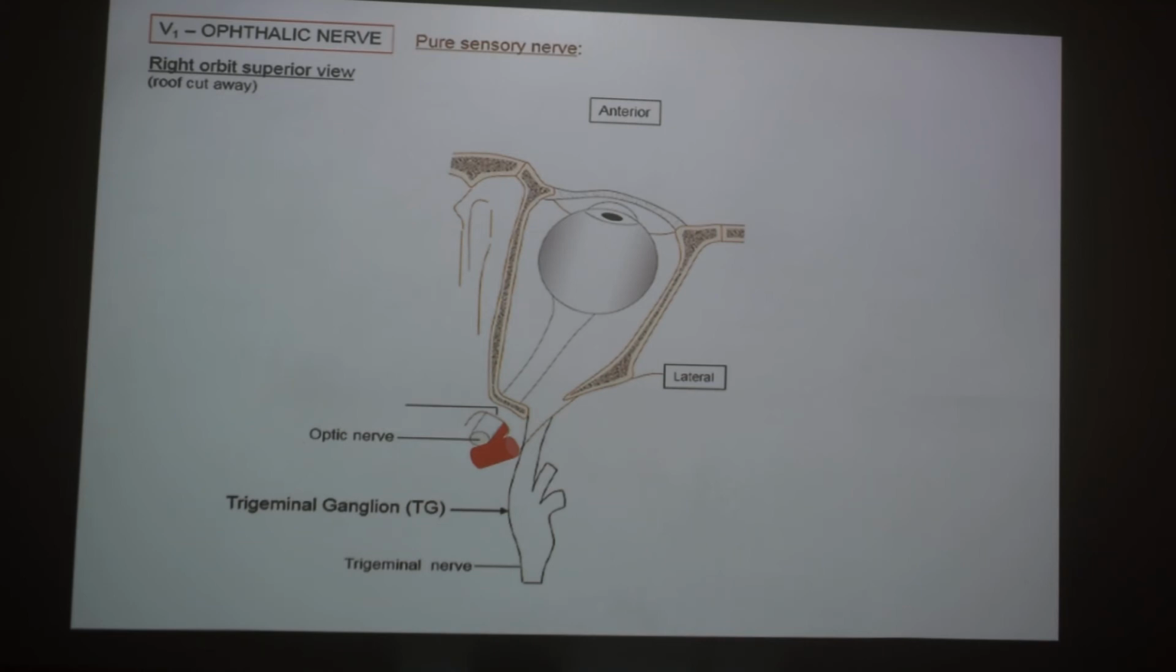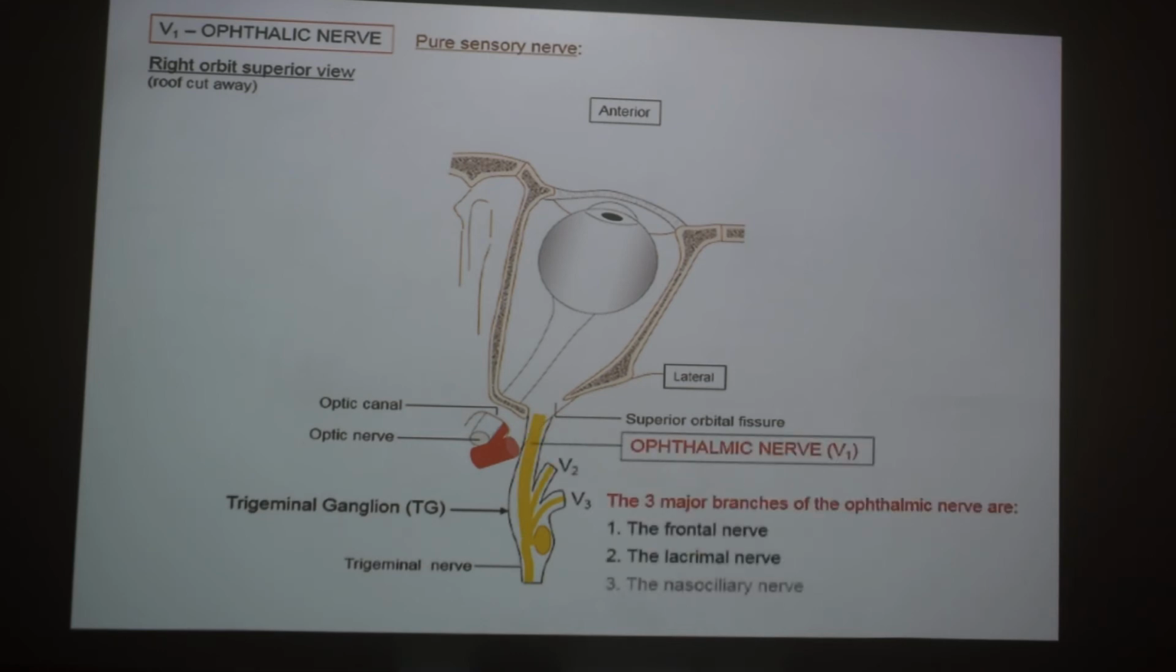So this is the ophthalmic division of trigeminal. It's entering into the superior orbital fissure. It gives the first branch, which is called the frontal nerve. This frontal nerve runs just below the roof of the orbit. So it is lying between the roof of the orbit and the levator palpebrae superioris muscle, reaches the superior orbital fissure, divides into two branches in the orbit, the supraorbital nerve and the supratrochlear nerve.